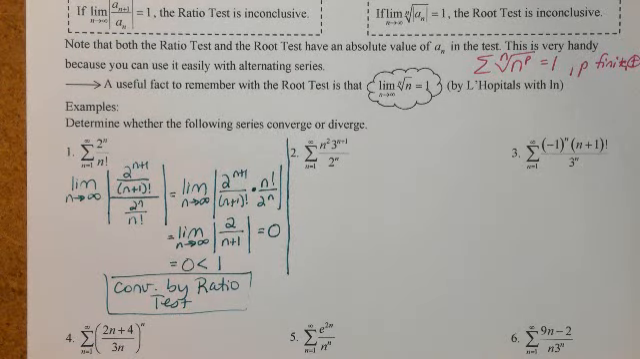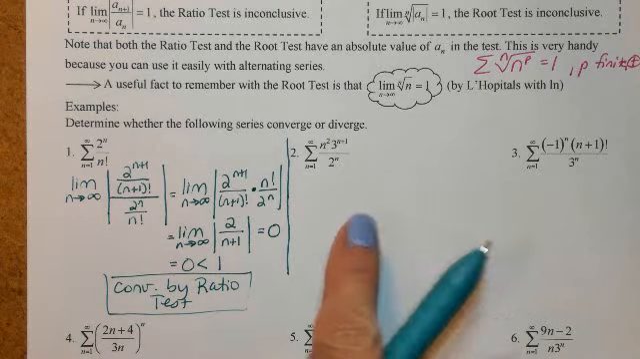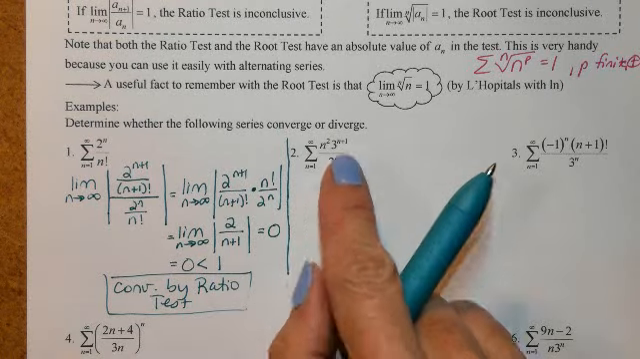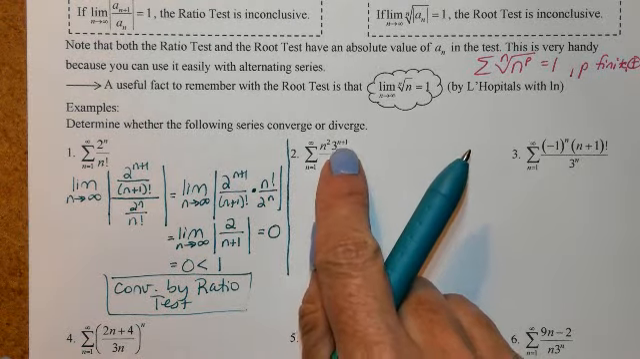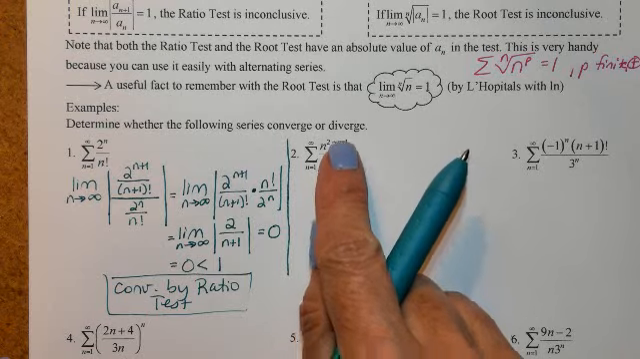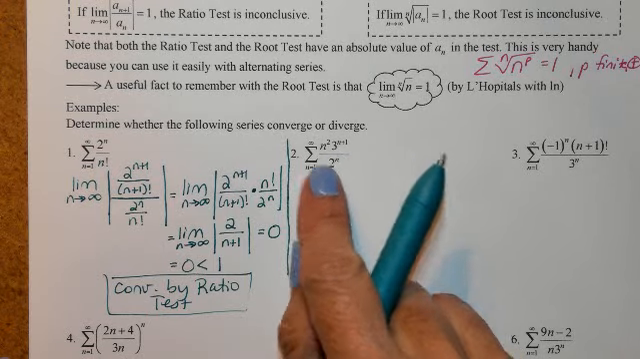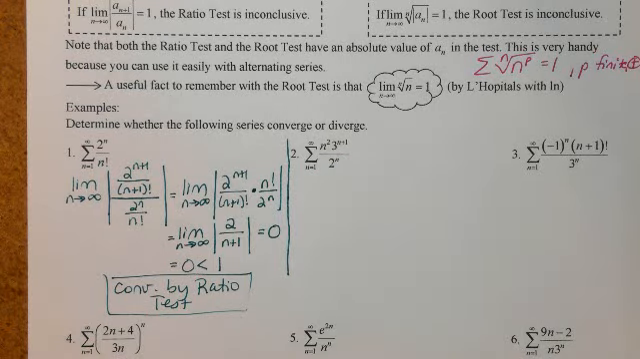Not bad. Number 2. Do you see the powers of n? And I don't see any factorials. So I'm going to use a root test. It looks complicated, but I'm going to use a root test.